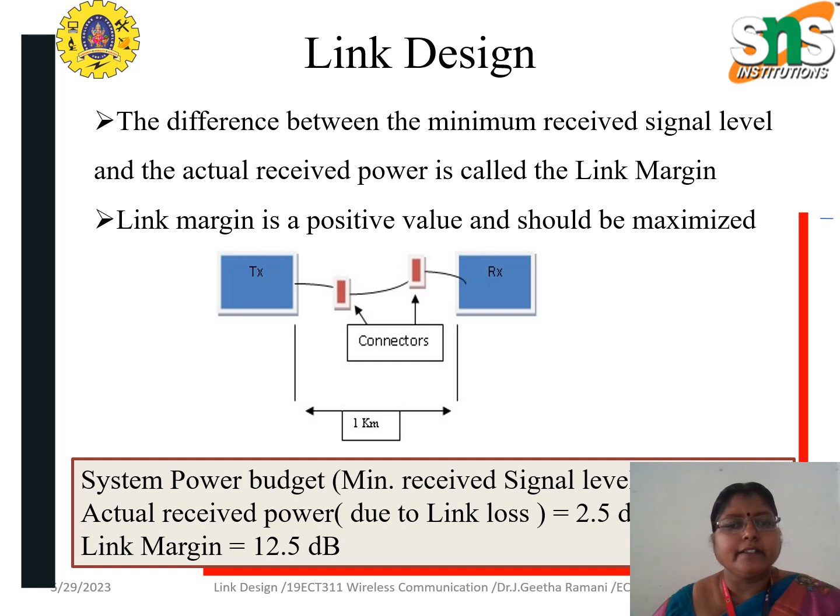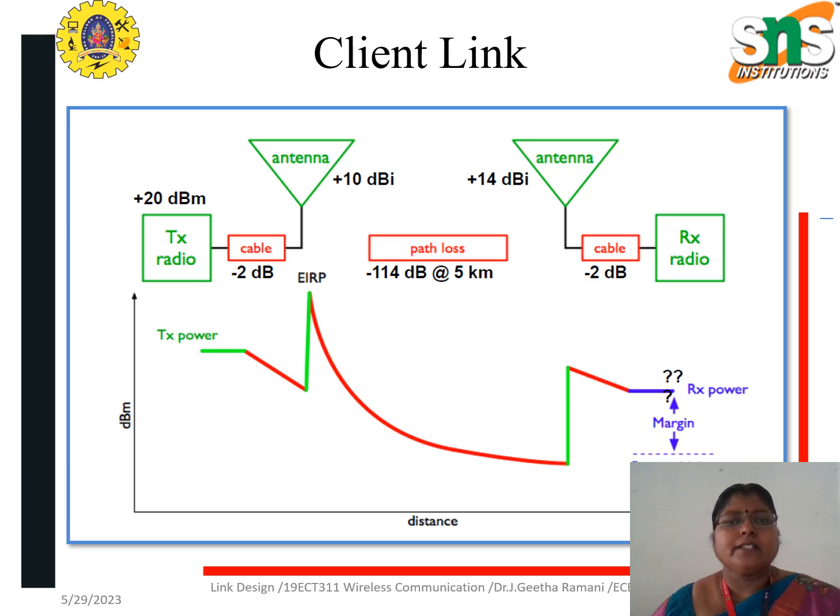See here you have a transmitter and a receiver. A number of connectors may exist in between the transmitter and the receiver. Say here the distance between your transmitter and the receiver is 1 kilometer. Here a total system power budget is considered to be 14 dB suppose, then actual received power due to this link loss may be 2.5 dB. So the link margin we have to set here is 12.5 dB. So we are transmitting 14 dB. Instead of that, we are getting only 2.5 dB because there is 12.5 dB loss occurred in the link. So this is a typical example, showing how the loss will occur.